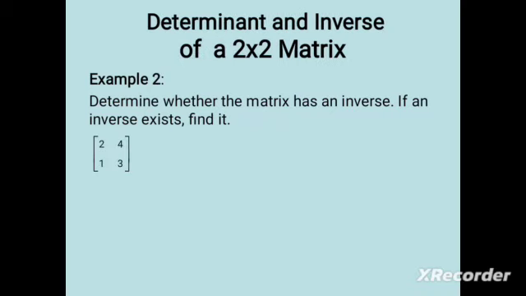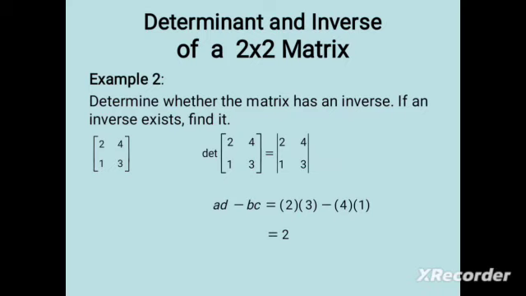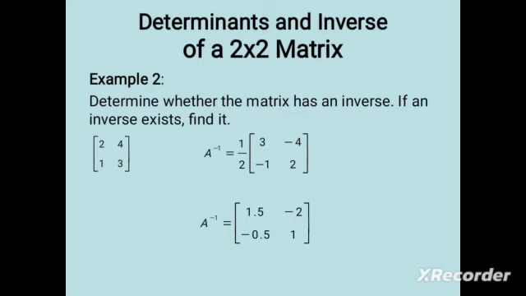Number 2, determine whether the matrix has an inverse, and if it has, find it. So the matrix in this case is 2, 4, 1, 3. So we do the same. We find the determinant, which is 2, after which to find the inverse, then we have 1 over determinant times the transpose. So you know how to find the transpose, so it will be 1 over 2 times the transpose, and then you simplify your work, it will be 1.5, -2, -0.5, 1.